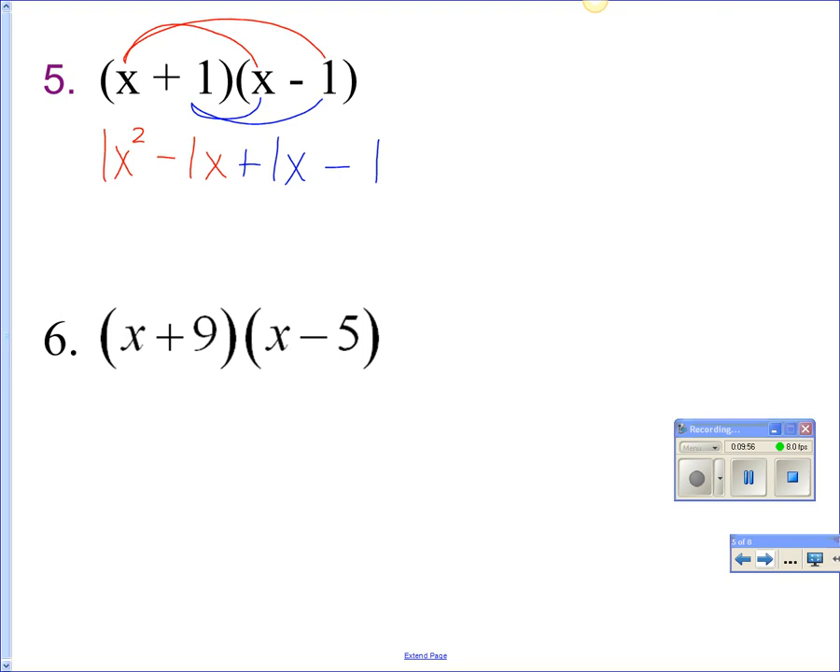Chad, what can I do right here for my final answer? Good. I have to put those two together. And Ethan H., what's negative 1x and positive 1x? All right, here I'm adding them. So what's negative 1 plus 1? Cancels. All right, so I'm left with 1x squared minus 1. So that's my answer. Okay.